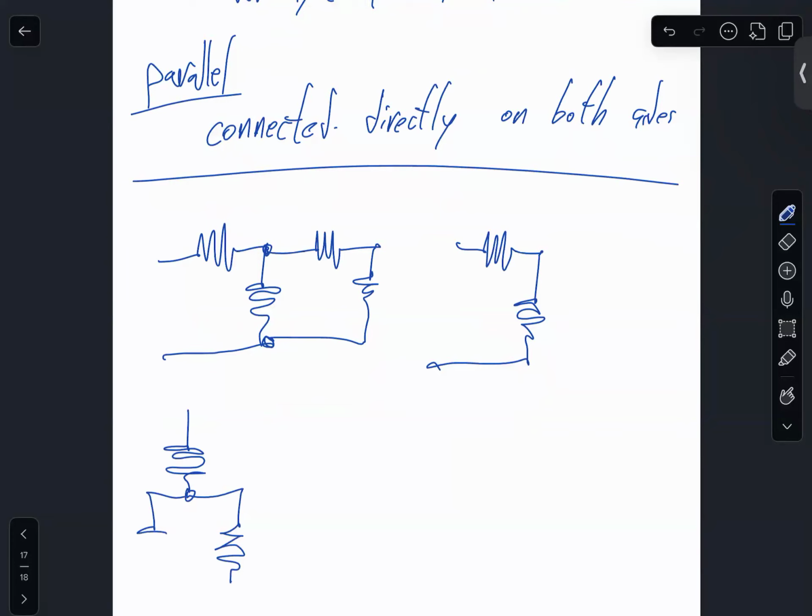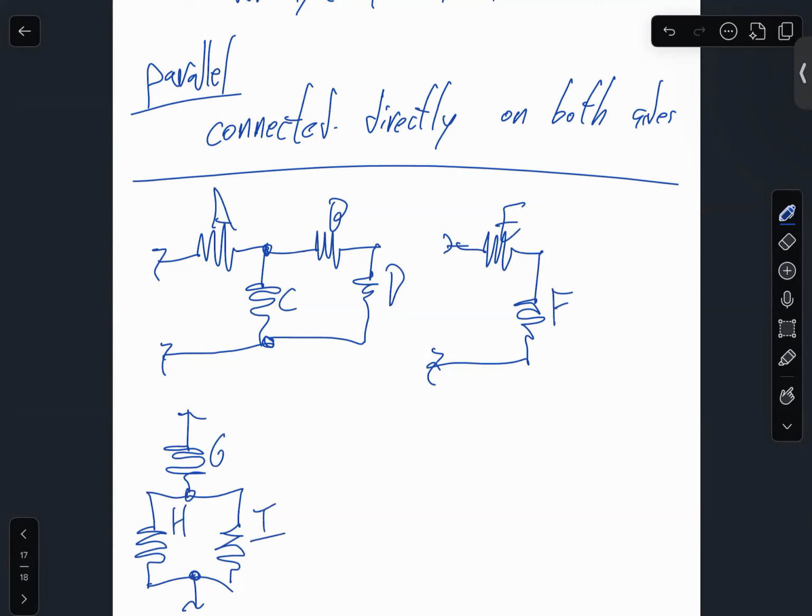These are the worst resistors I've ever drawn. Oh, I apologize. Whatever. And for the sake of actually talking about these, label them A, B, C, D, F, G, H, E.